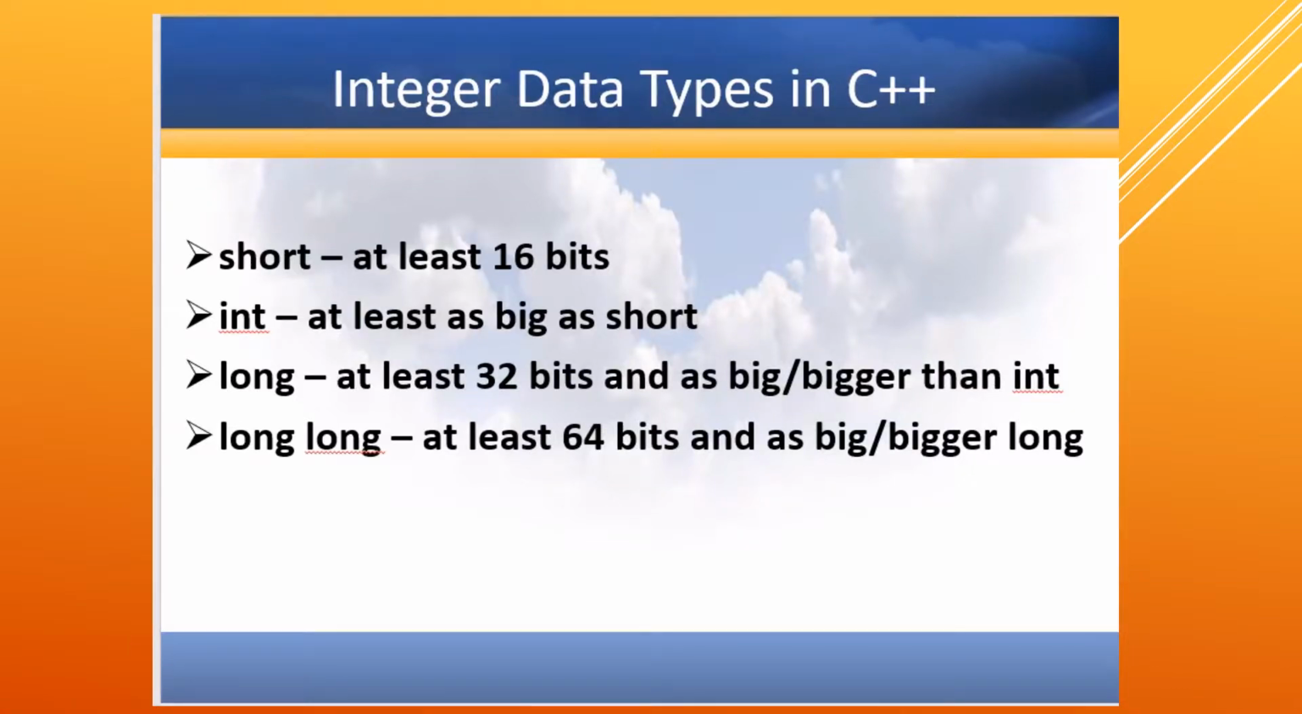Hello programmers! Today we're going to talk about the data types that are available in C++ and how you can make your own data type. So anything that was available in C, like the short, the int, the long, those are all available in C++. And I've got these listed from smallest to largest.